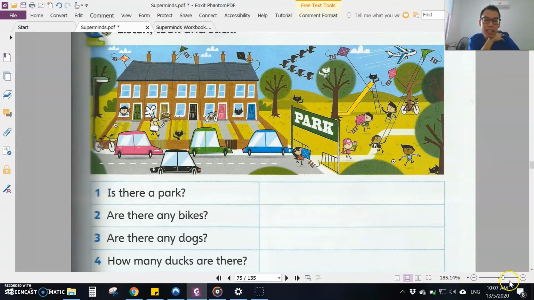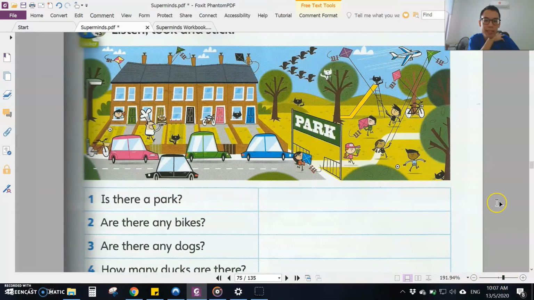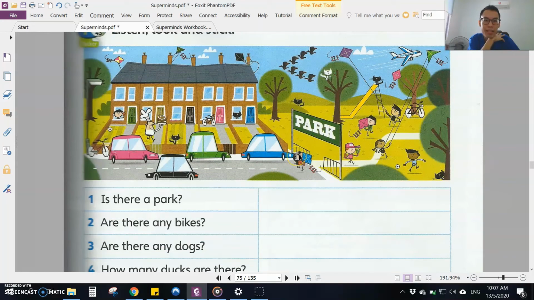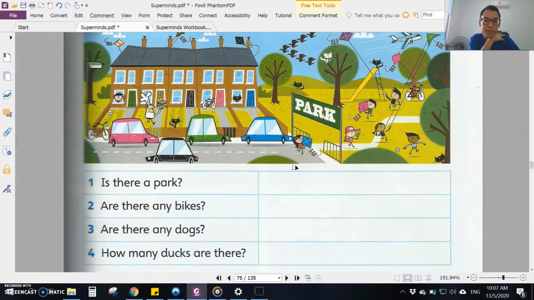Are there any dogs? Can you see any dogs in this picture? How many ducks are there? Have you got your answer? Is there any park? Are there any bikes? Are there any dogs? And how many ducks are there? You got your answer? Let's check your answer together. See whether you got it right.